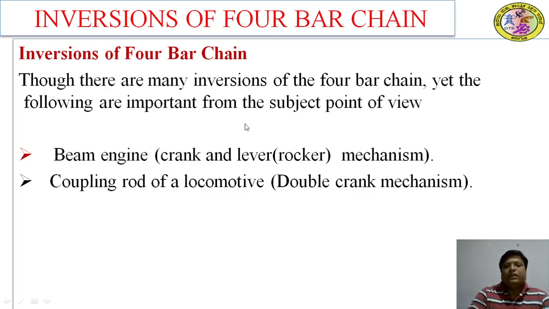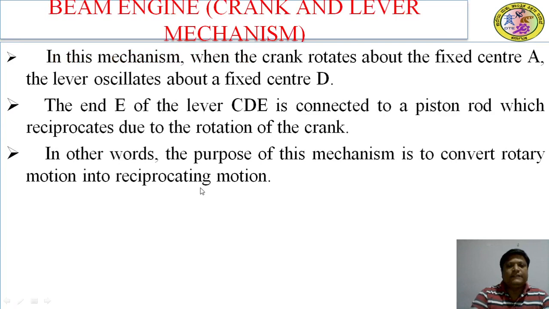The following are important from the subject point of view: one is the beam engine, the crank and lever rocker mechanism, another is the coupling rod of a locomotive. Another one, the Watt indicator engine, is also there, but it is not in the syllabus. From the subject point of view, you only need the beam engine and the coupling rod of locomotives. Let us move to the beam engine.